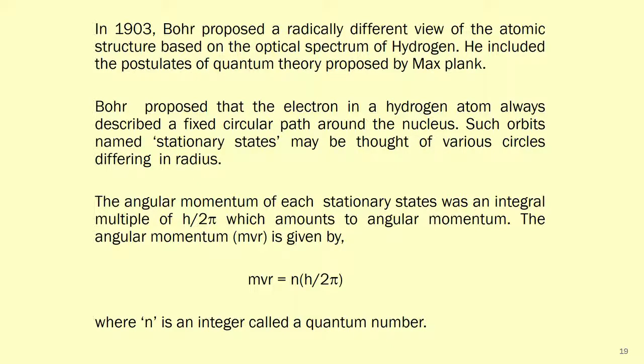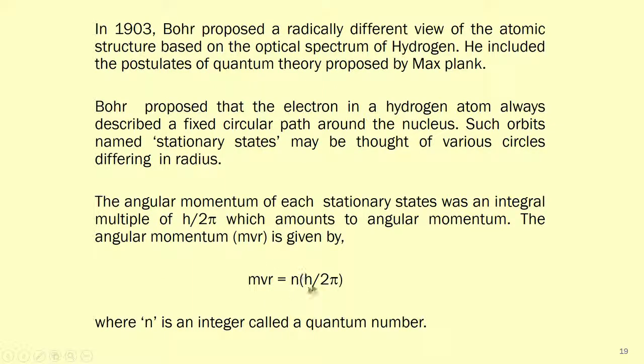So the angular momentum of the stationary states was an integral multiple of h by 2 pi. That h is known as Planck's constant. This is how the quantum mechanical relationships enter into the atomic structure. The angular momentum is also given by mass into velocity into radius, that is mvr. It is a multiple of n into h by 2 pi.